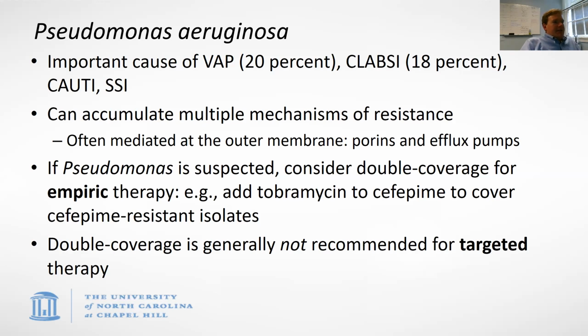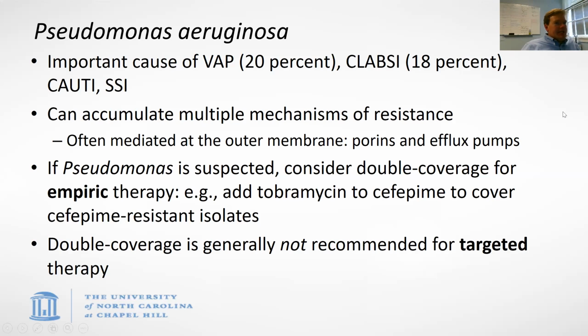All right, moving on to Pseudomonas, another old friend for this crowd. This is an important cause of ventilator-associated pneumonia, about 20%. CLABSIs, about 18%. Catheter-associated UTIs, surgical site infections. These accumulate multiple mechanisms of resistance, often mediated at the outer membrane.